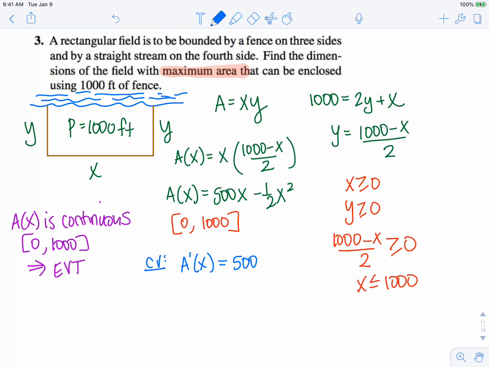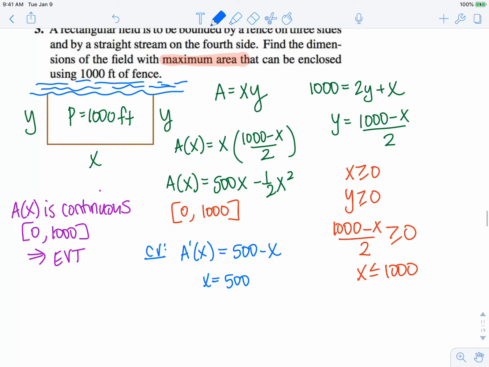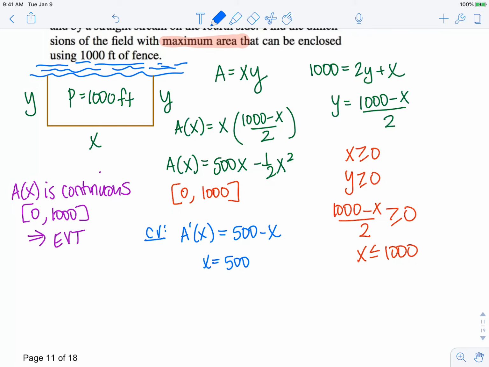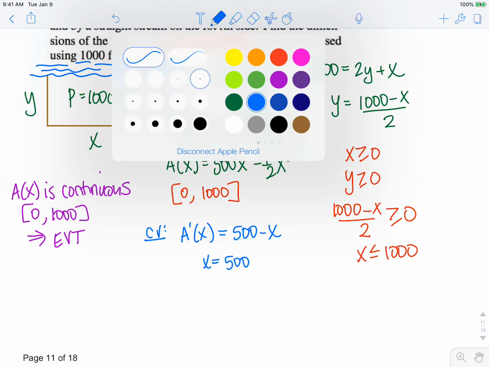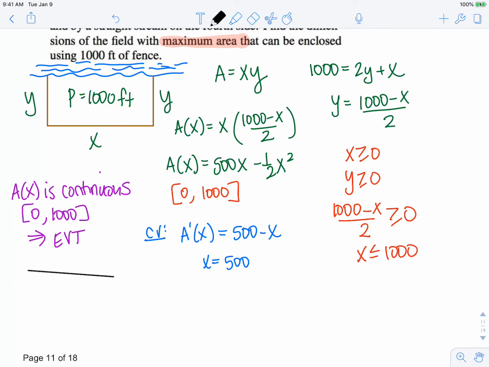which is going to be 500 minus x. This equals 0 when x equals 500. So that is our critical value. So now we need to check our area function evaluated at our endpoints and at our one critical value. So x and A of x, we're going to plug in our endpoints of our interval 0 and 1,000, and also our critical value of 500.